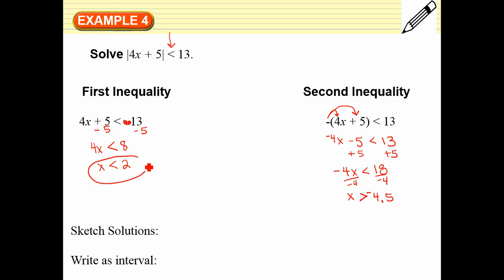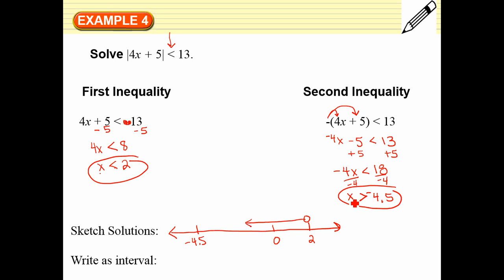So we have two parts to our solution here. Let's take a look at a sketch on a number line, see if we can make sense of this. We need to have 2 on our number line. We also need to have -4.5 on the number line. I'll maybe throw a 0 in here for perspective. And we're going to have an open dot at 2. This one says x is less than 2, so we're going to draw where all of that would be, going this way. And this one says x is greater than -4.5.